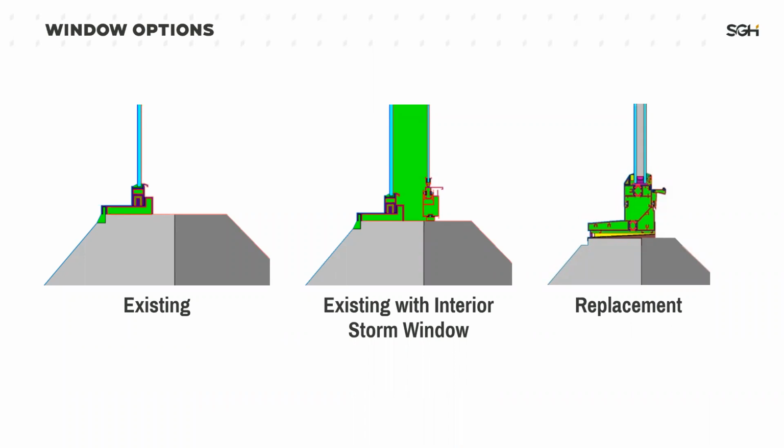Our remediation option is doing those same repairs to the existing windows, but then also adding an interior storm window, which is right here. And this would help reduce the air leakiness and ideally help make the occupants more comfortable. The third option was fully replacing the windows.